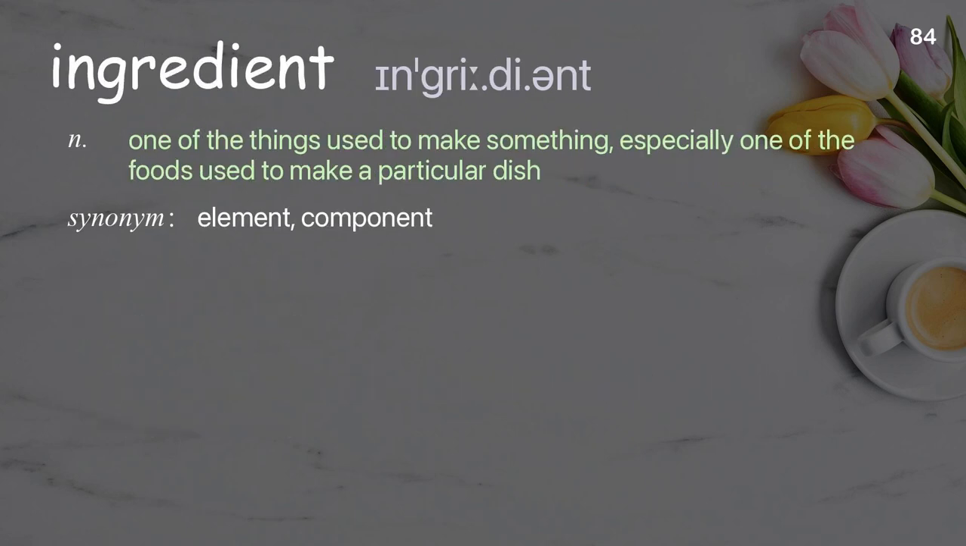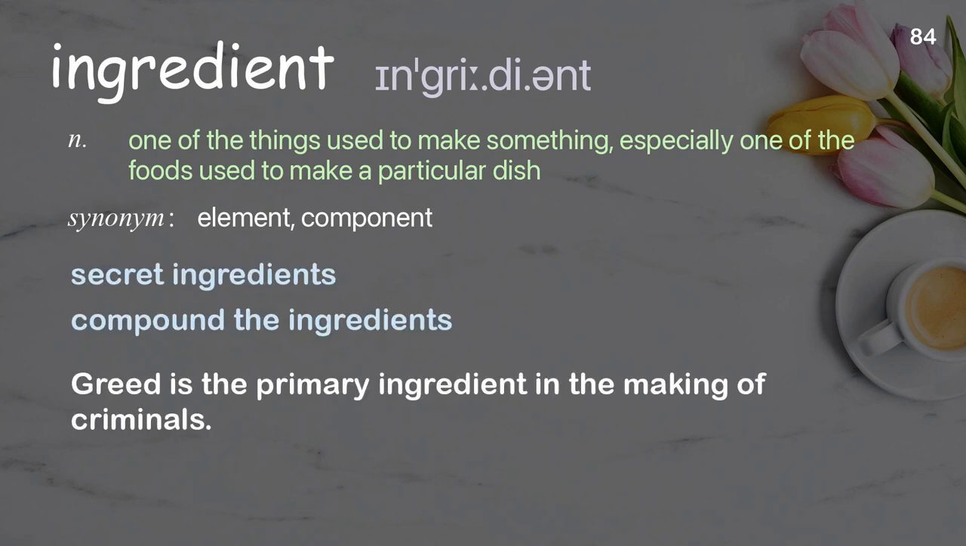Ingredient: one of the things used to make something, especially one of the foods used to make a particular dish. Examples: secret ingredients, compound the ingredients. Greed is the primary ingredient in the making of criminals.